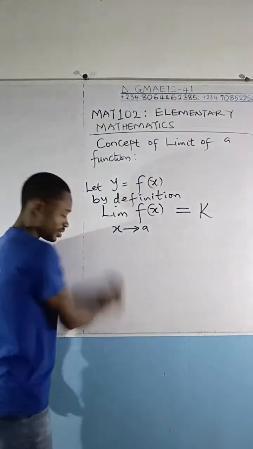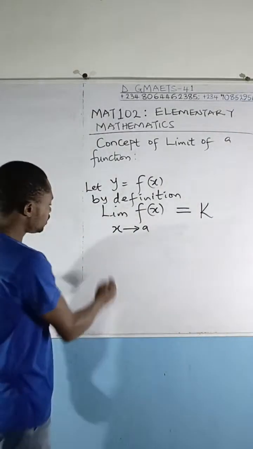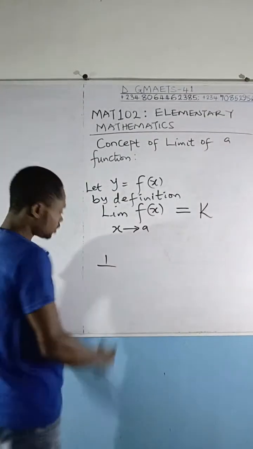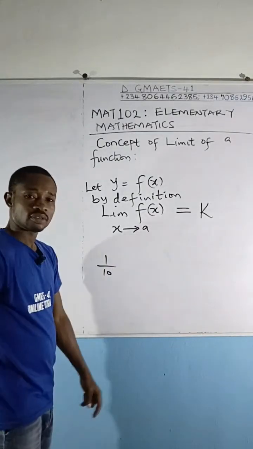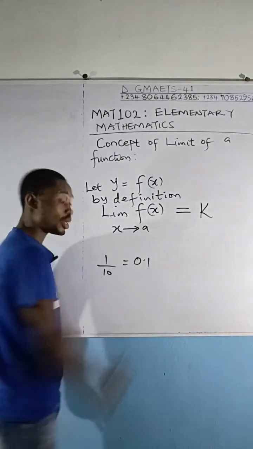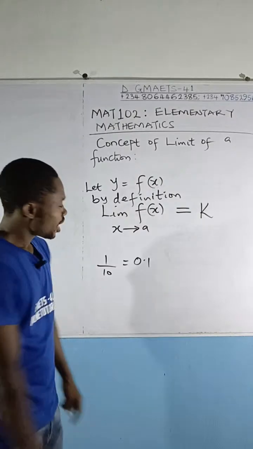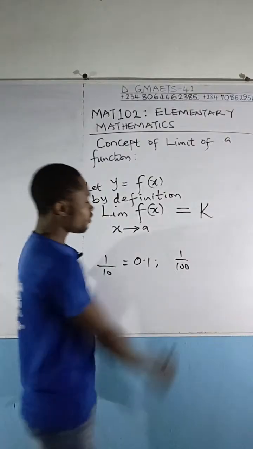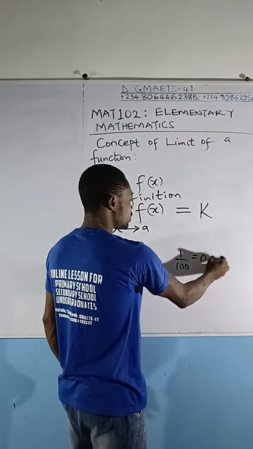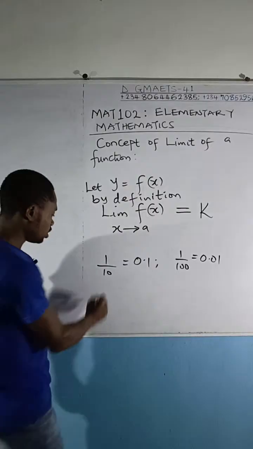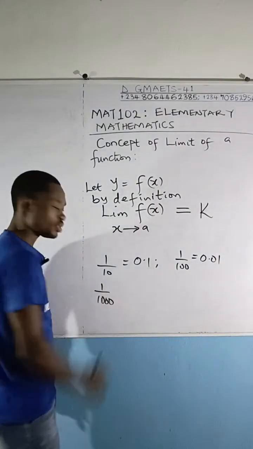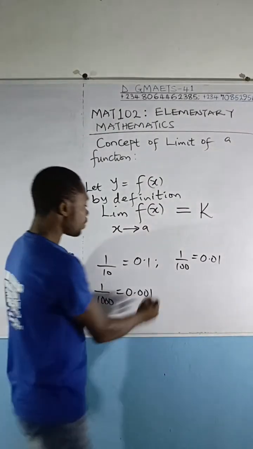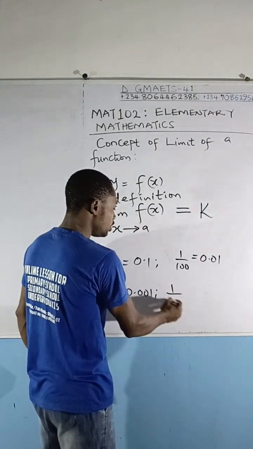Now, what about this? If you divide, let's say, the number 1 by 10, 1 over 10 will give you 0.1. We are aware of that, is that not so? How about 1 over 100? 1 over 100 will give you 0.01. Can we go further? What about 1 over 1000? 1 over 1000 will give you 0.001. Okay, how about I increase this to 1 over 1 million?